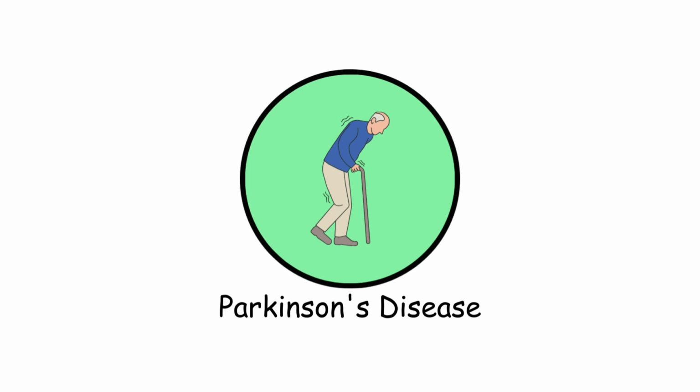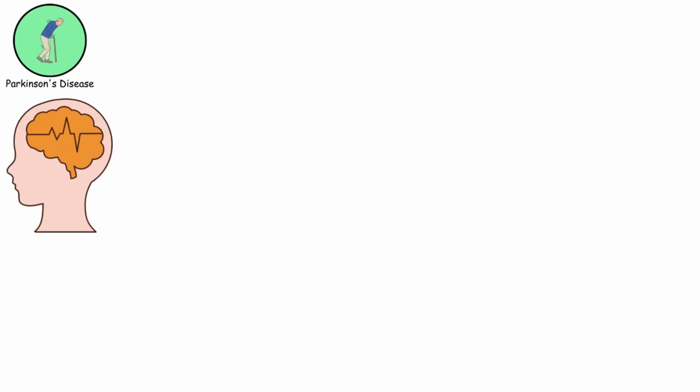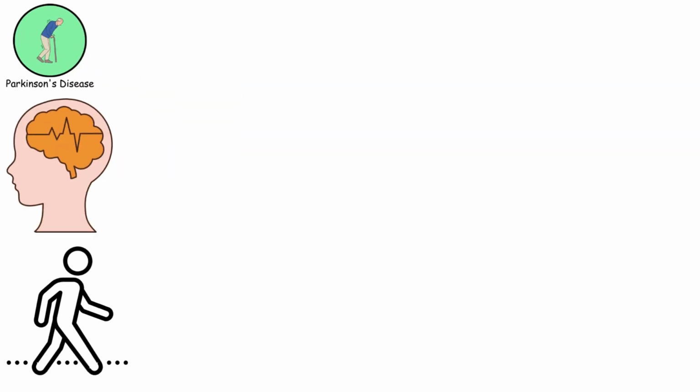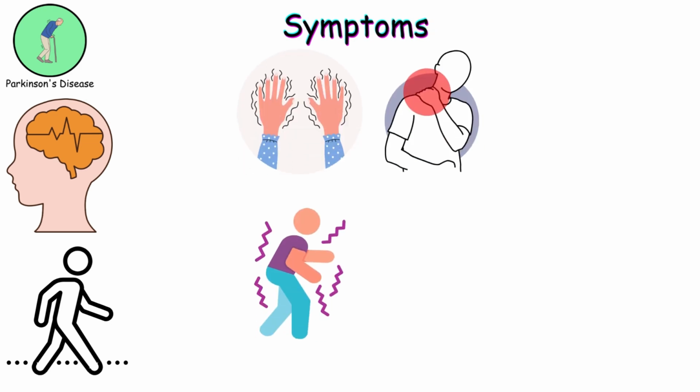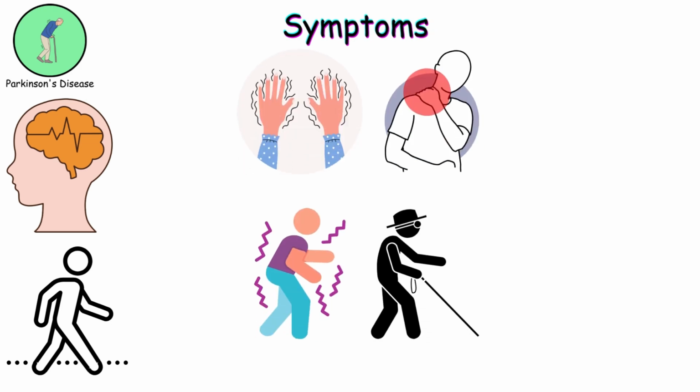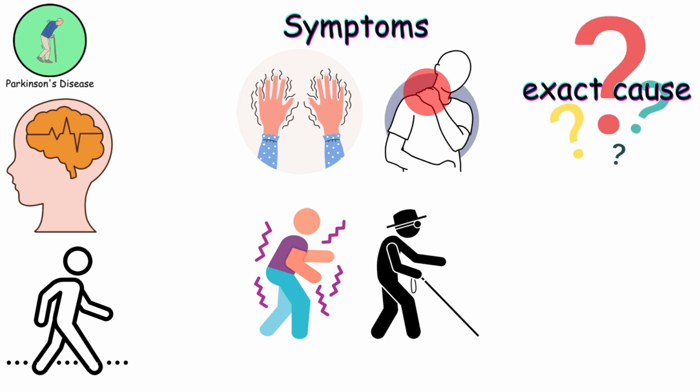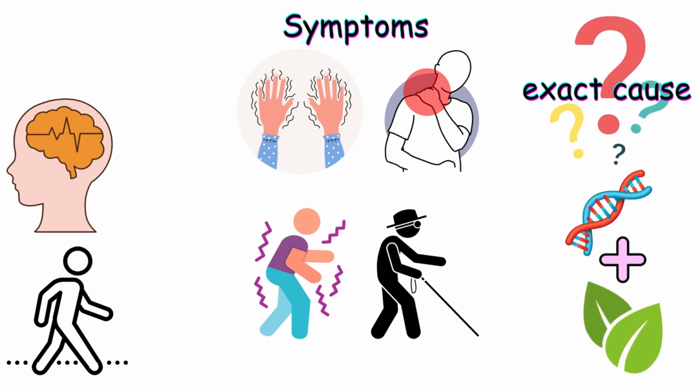Parkinson's disease. Parkinson's disease is a progressive nervous system disorder that affects movement. Symptoms include tremors, stiffness, slowness of movement, and impaired balance. The exact cause is unknown, but it involves a combination of genetic and environmental factors.